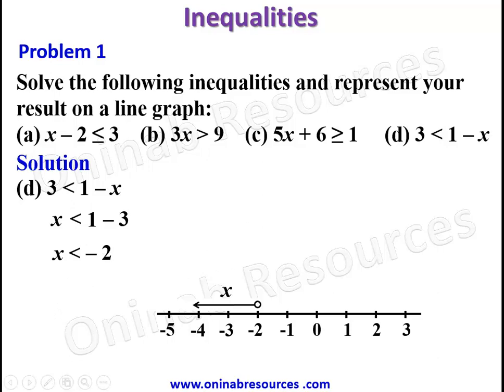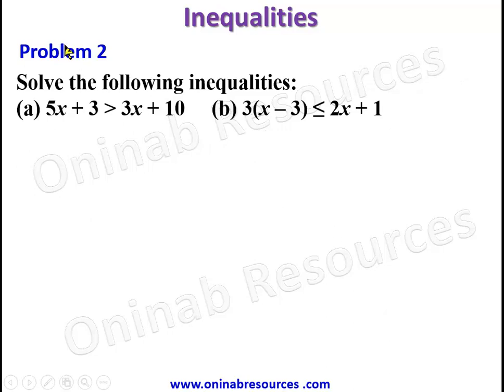So we go to problem 2. For problem 2, solve the following inequalities. We have A and B. This time around, we are not going to be representing it on a line graph or number line. So we have the solution starting from A, 5x plus 3 greater than 3x plus 10. We are going to collect the terms with x on the left hand side of the inequality sign and the constant term to the right hand side of the inequality sign.